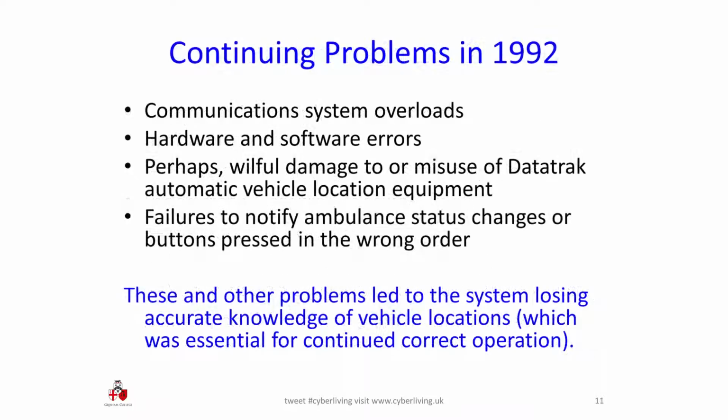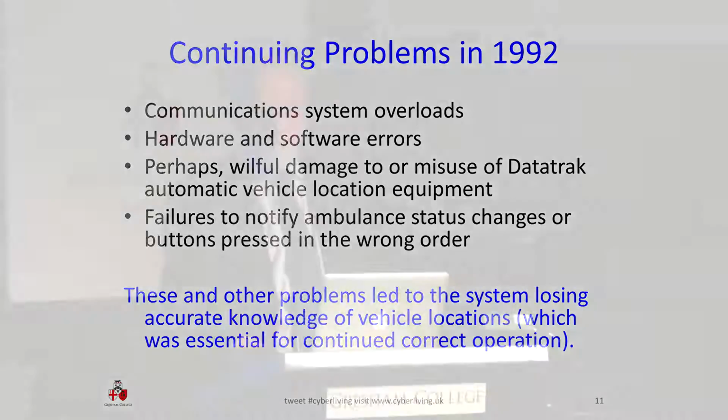So there were problems arising, and the problems continued. The communication system ran into overloads as the workload got higher. There were continuing hardware and software errors, and so on. And what happened increasingly was that the system found itself losing knowledge of where the ambulances were. Despite that, the London Ambulance Service decided the thing to do was to put the system into service, into full service under the full automatic operation.